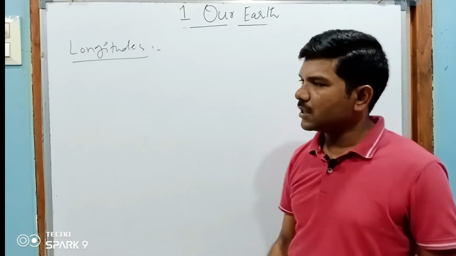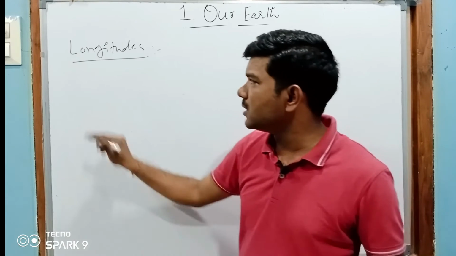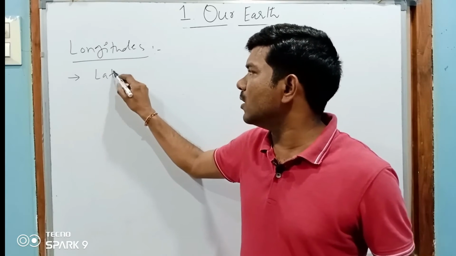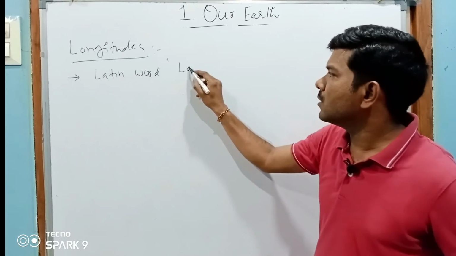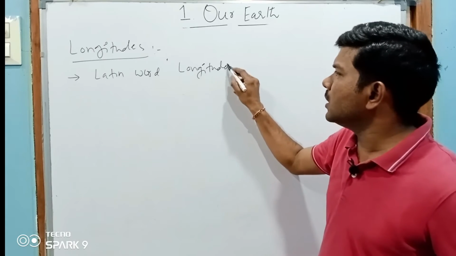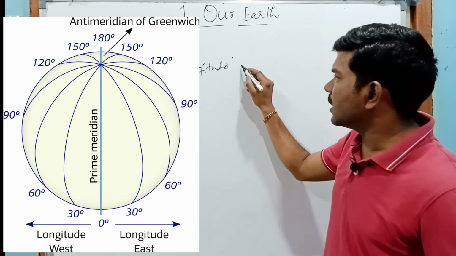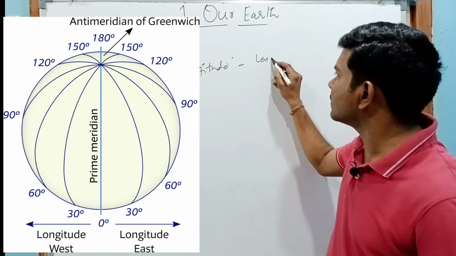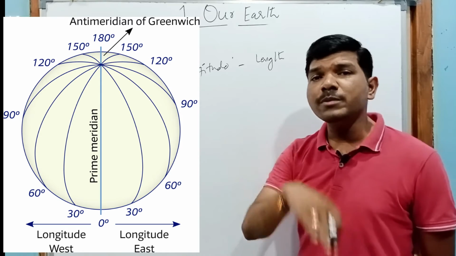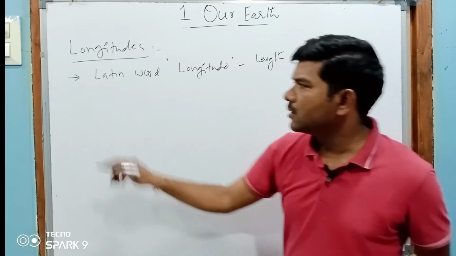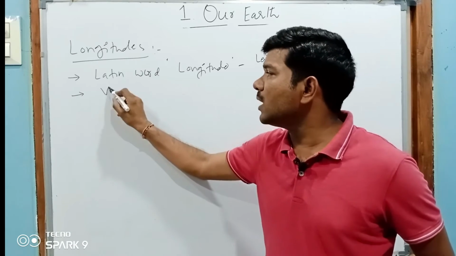Okay, what are longitudes? Same as latitudes, the word longitude is derived from a Latin word, longitudo, which means length. Very important: longitude means length, and latitude means width. So latitudes are horizontal lines, and longitudes are vertical lines.